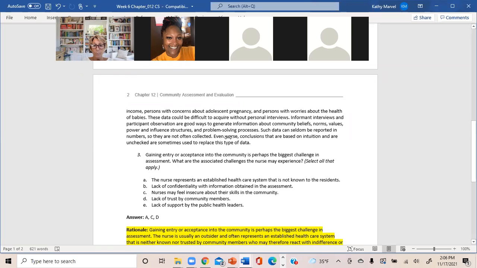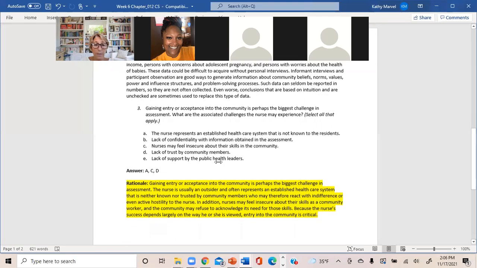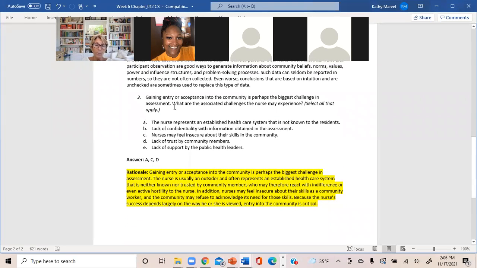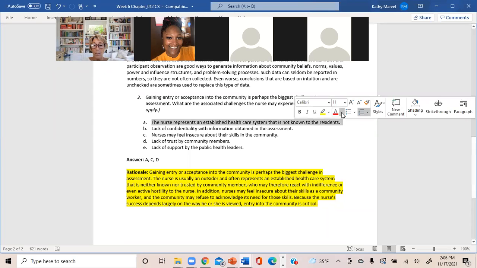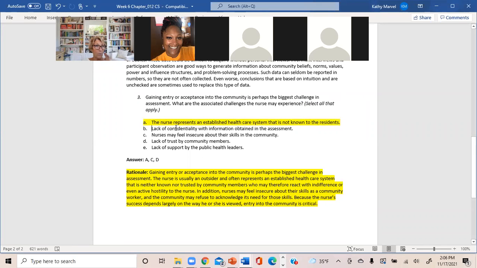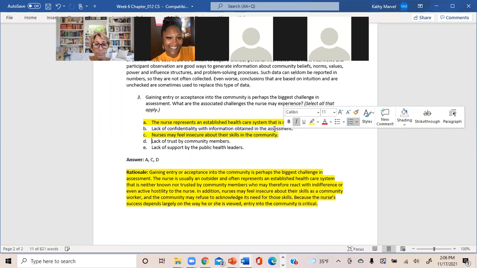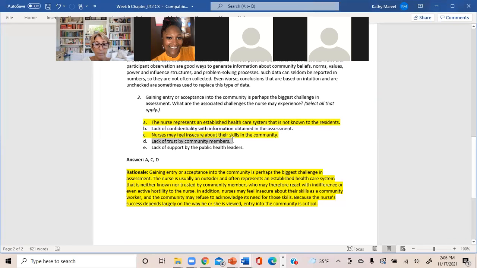So, does that make sense? Okay, the next question is, and this is a good one. How do you gain entry or acceptance into the community? All right, it's perhaps the biggest challenge in the assessment process. What are the associated challenges the nurse may experience? And this is a select all that apply. Okay, so we talked about educator competence. And we talked about all of these three.